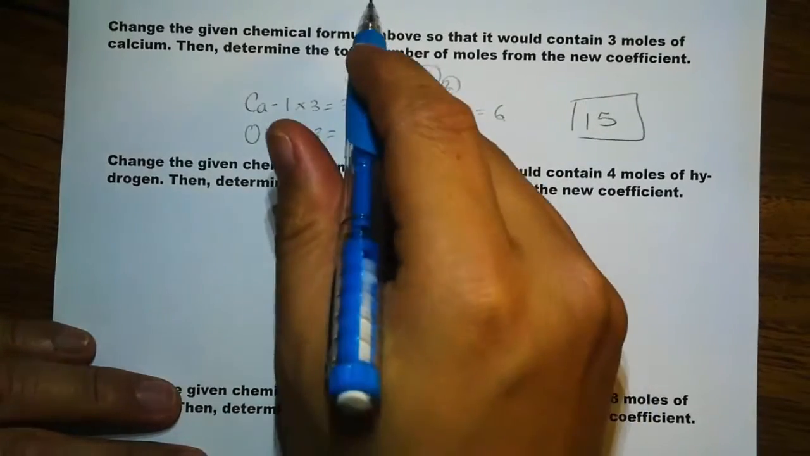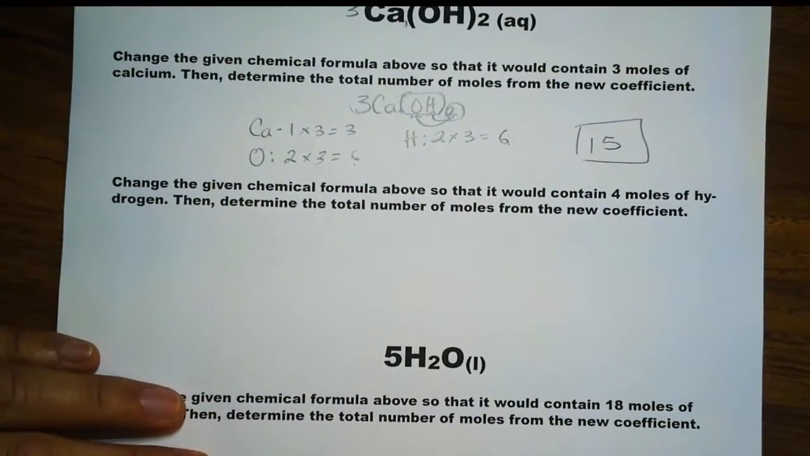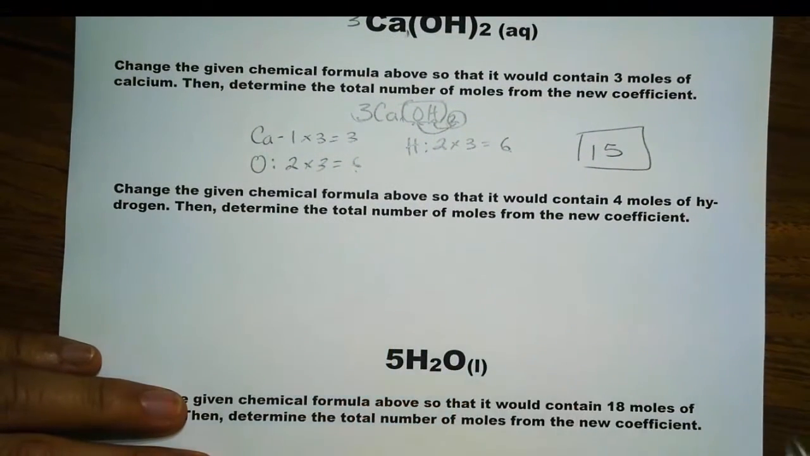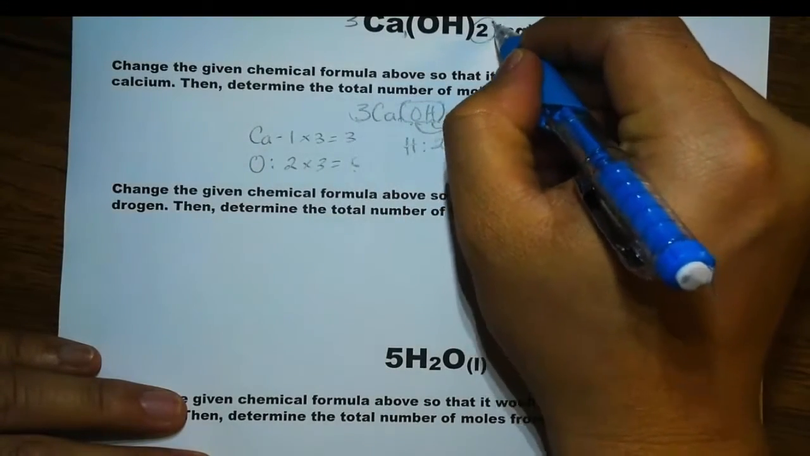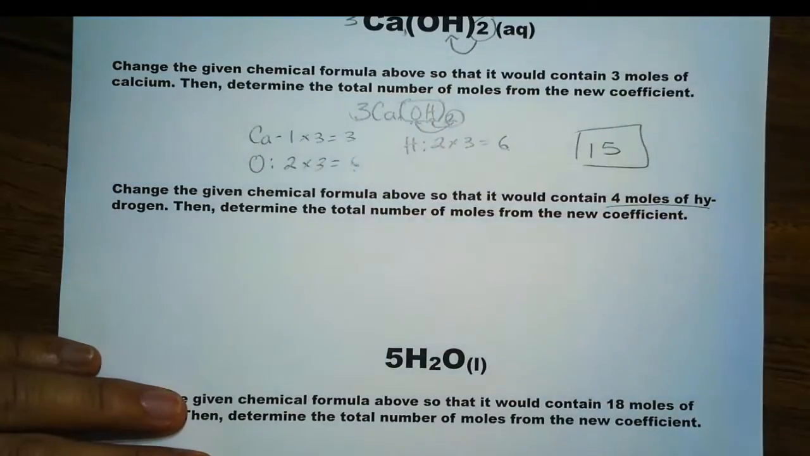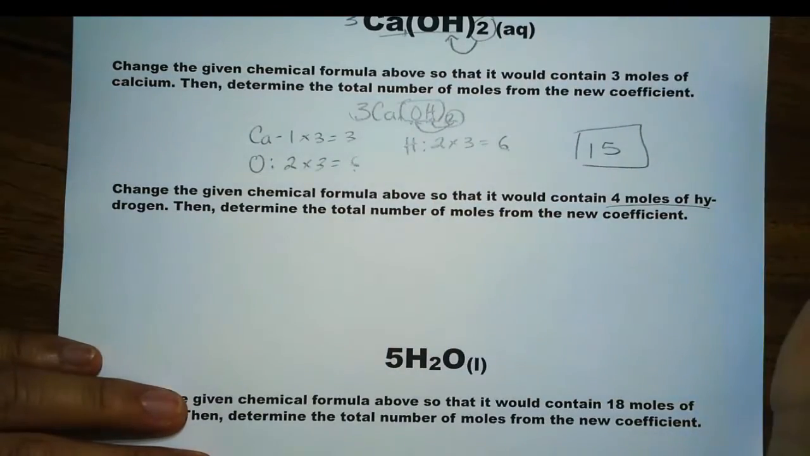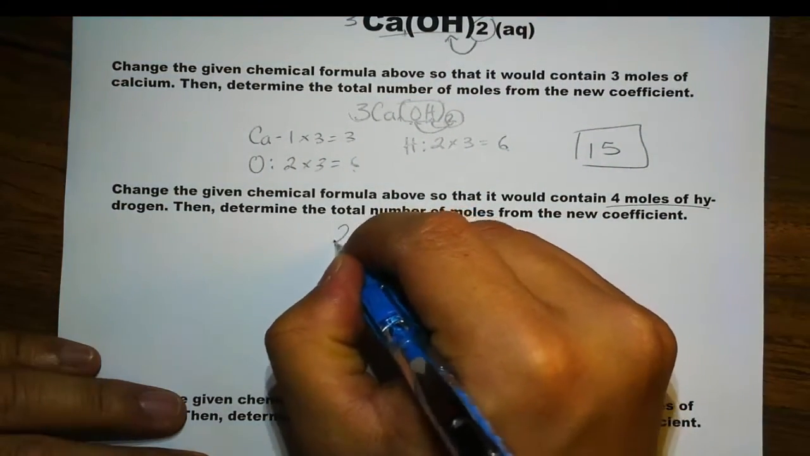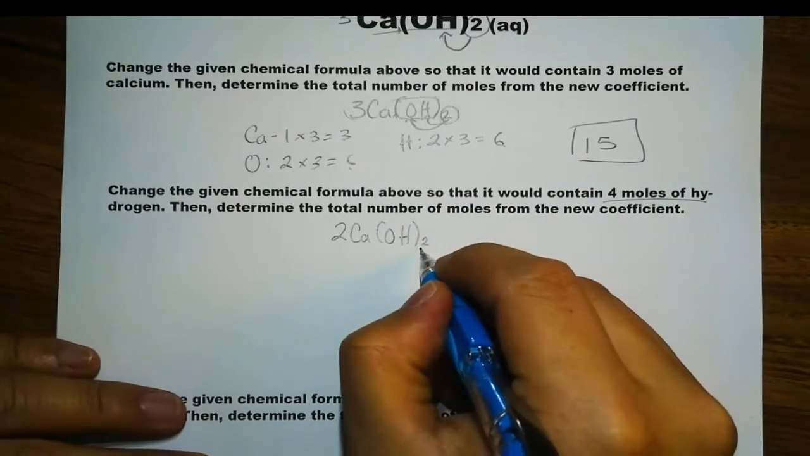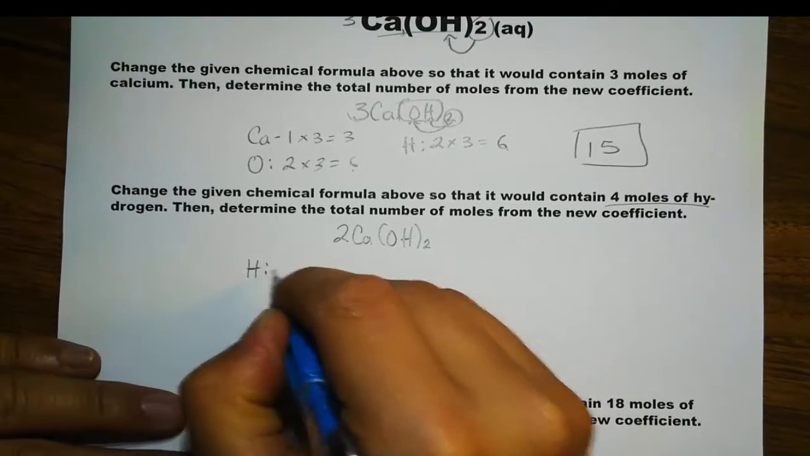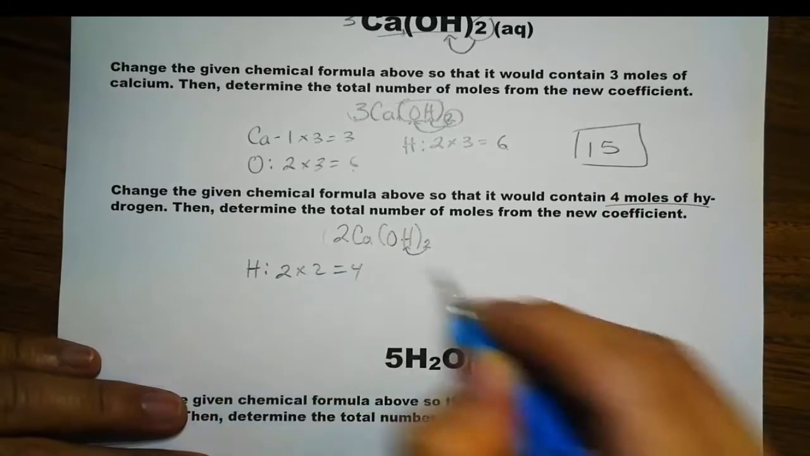Now let's try another problem. Change the given chemical formula above, which is the same one, so that it will contain 4 moles of hydrogen. Now we focus on the hydrogen, right? Then determine the total number of moles from the new coefficient. So I want 4 moles of hydrogen, and each one gives me 2. So how many more do I need? Of course, I need 2. So therefore, we have 2 Ca(OH)2. Okay? And that will give us, for the hydrogen, notice how we have 2 right there, but we have 2 of the substance. That gives us a total of 4 hydrogen.